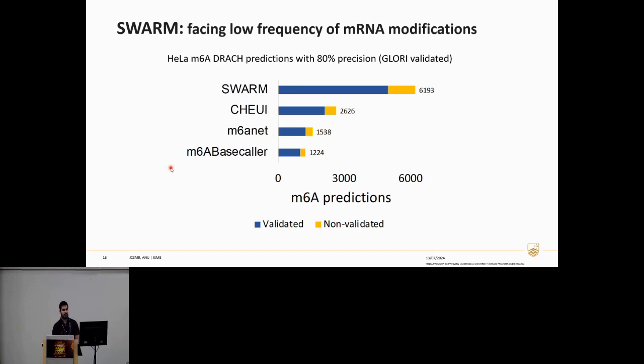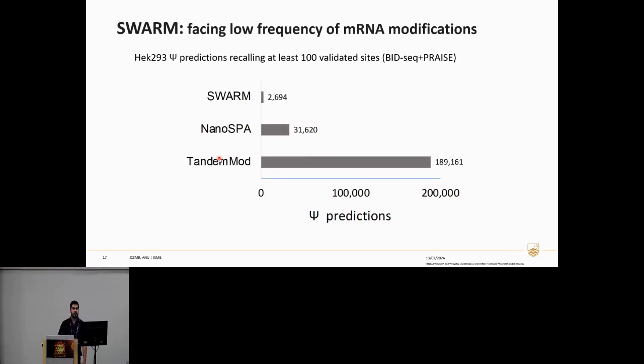And I think if you sum up these sites by Chewy, M6ANet, and m6A base caller, you still get more sites from Swarm than from the other 3 combined. On the other side, if we look at pseudouridine, which is even more tricky for overlapping with the validated sites, for comparison, there's more than 100,000 known sites by GLORY, but for pseudouridine here, we only had 800 that are detected by 2 different methods, BID-seq and PRAISE.